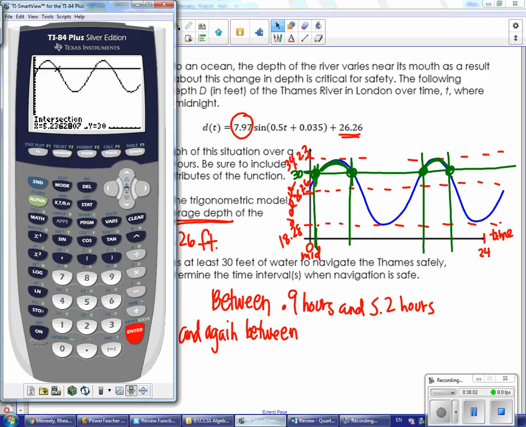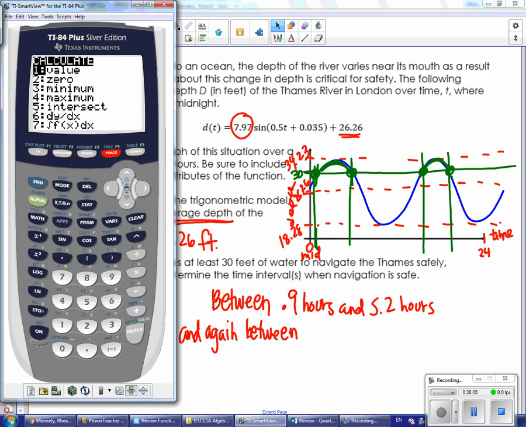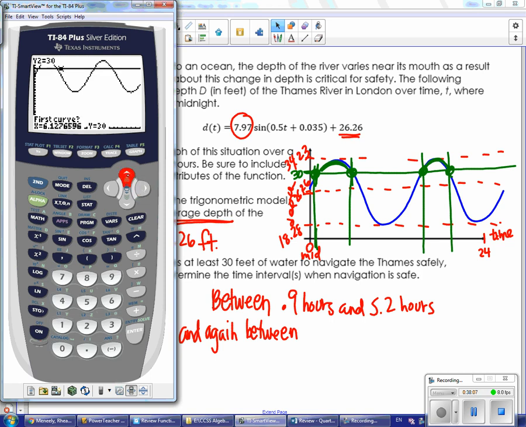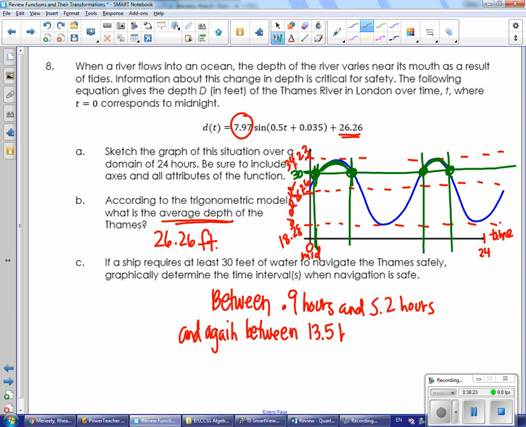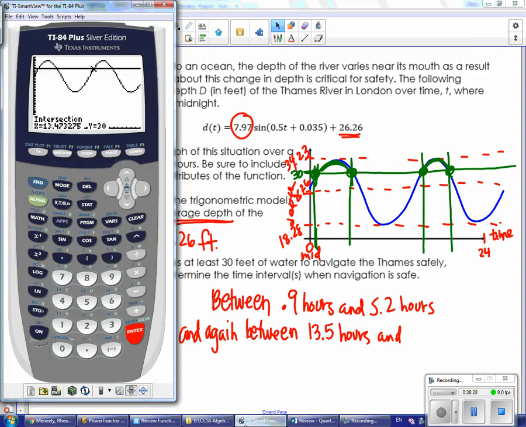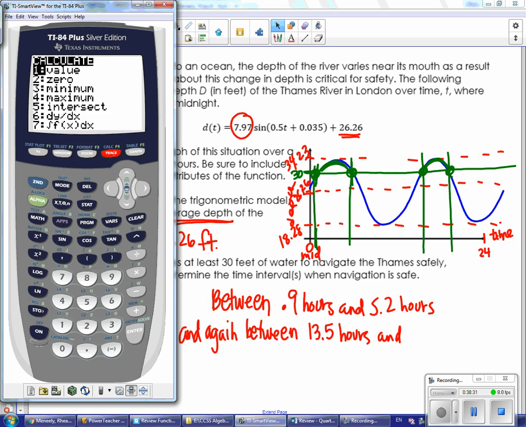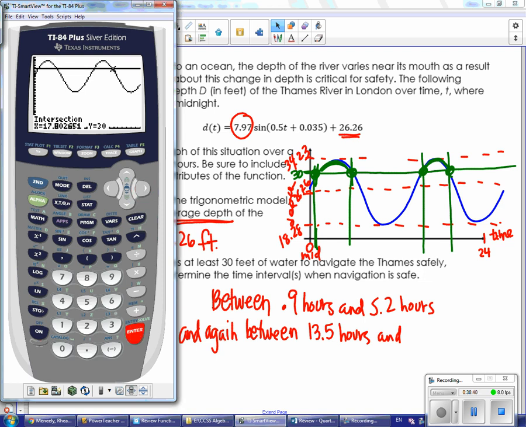all right, now I want to find those other 2 points. So I'm going to hit second, trace, intersect. And again, I'm going to move my cursor to the next point. Okay, as soon as I get it close, I'm going to hit enter 3 times until it says intersect. That'll end up being, it looks like it's going to round to 13.5. And then the last point, and we get 17.8.